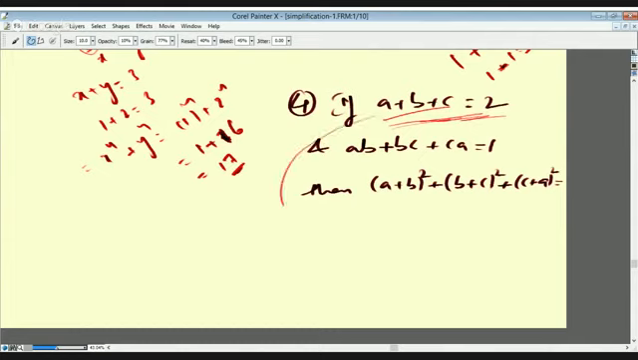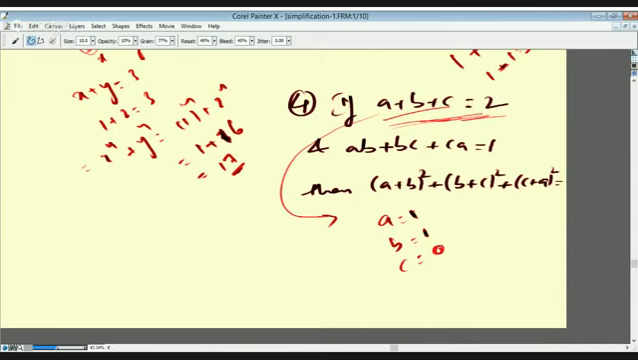If a plus b plus c is equal to 2, try to take some value for a, b and c so that it meets this condition as well as this condition. So what I take here is a is equal to 1, b is equal to 1, and c is equal to 0. Why am I taking c is equal to 0?